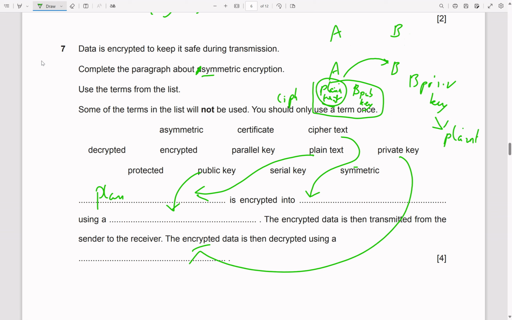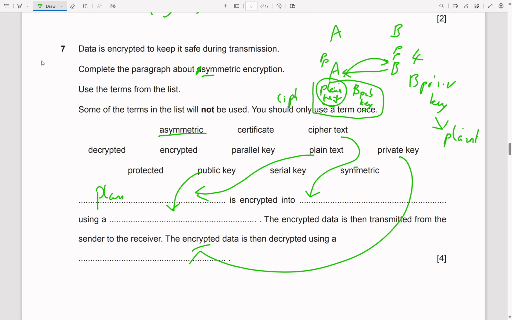Alright, so let's just go through all of these. Asymmetric, well, we've said it's going to be encryption using the public and private key. Here we've only looked at A encrypting and sending to B. Now let's say B also wanted to send something to A, then A would also need a public key, and a private key. So effectively we've got 4 keys. If we want two-way communication, this is going to require 4 keys.